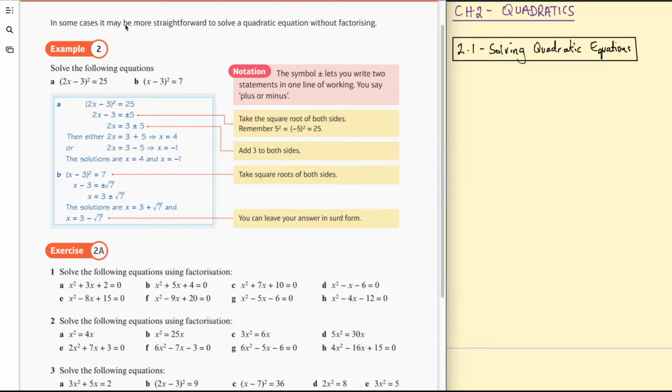It says, in some cases it may be more straightforward to solve a quadratic equation without factorizing. So here we have some quadratic equations. 2x take 3 all squared equals 25. Rather than expanding those brackets out and factorising.